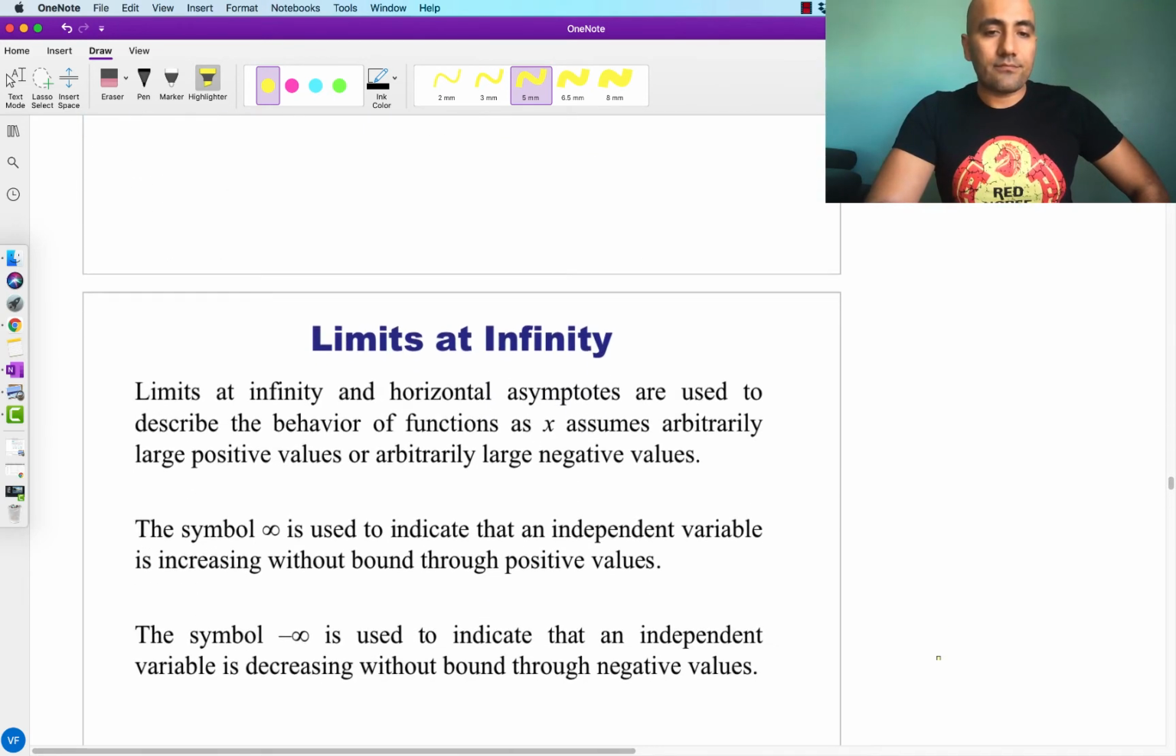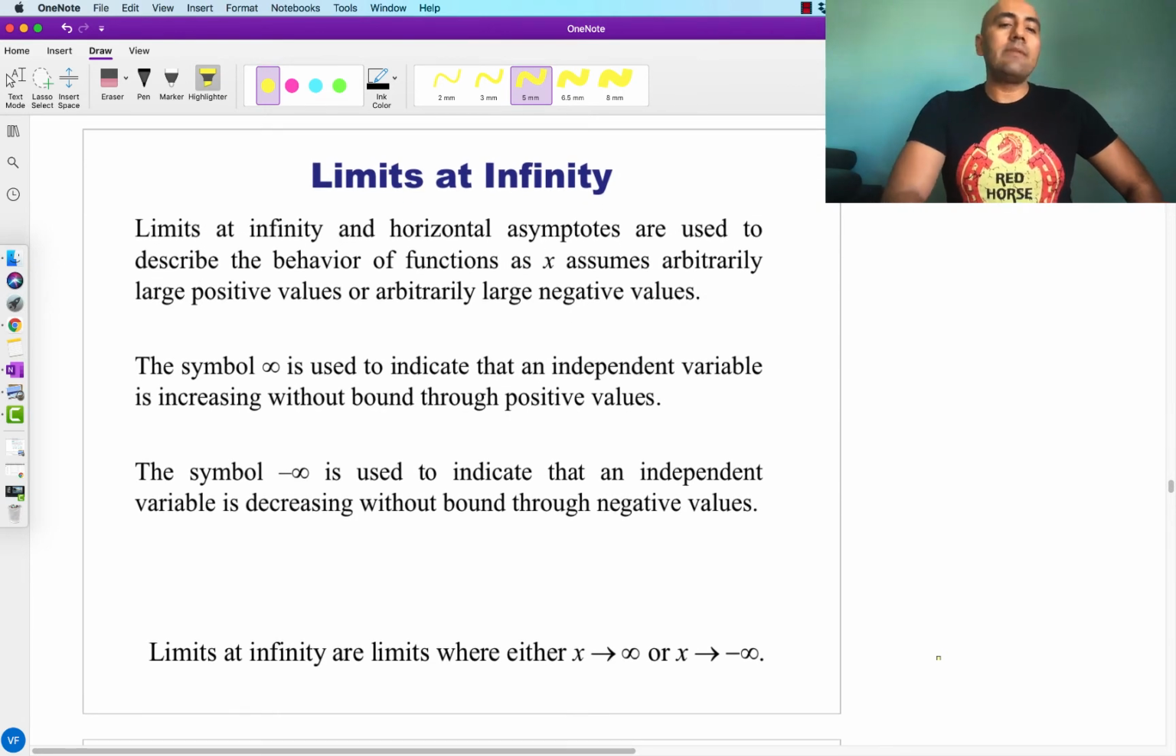Okay, moving on. Limits at infinity. Limits at infinity and horizontal asymptotes are used to describe the behavior of functions as x assumes arbitrarily large positive values or arbitrarily large negative values, right? In other words, now we're looking at the input values of our function. We're not going to get arbitrarily close to some constant value on the x-axis like we've been doing so far. Now we're going to consider what happens as we let the input values grow out of control toward either the positive infinity direction or the negative infinity direction, right?